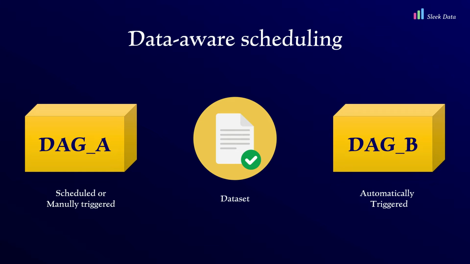Data-aware scheduling is a feature of Apache Airflow that enables the execution of DAGs based on the availability of files or datasets. This stands in contrast to the time-based scheduling that we're already familiar with through our previous examples.